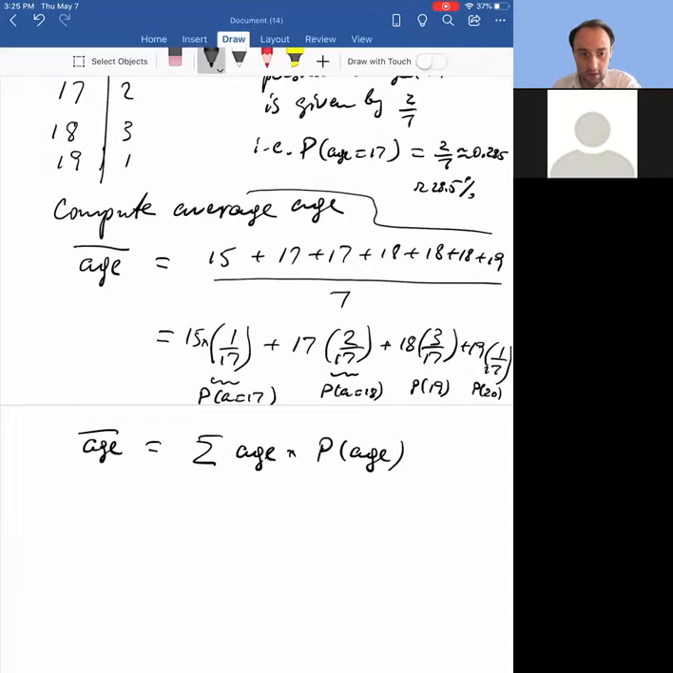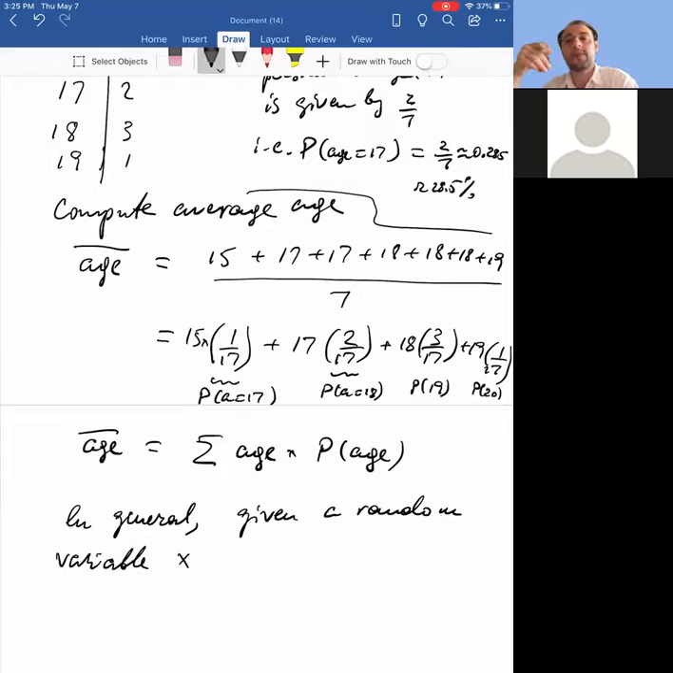And so then in general, given a random variable x, random because it can take on random values. It can take on this value, that value, that value. When you point to an x, there's a possibility of different outcomes. You don't always get 17. Sometimes you get 17, sometimes 18, sometimes 19. That's why it's a random variable.